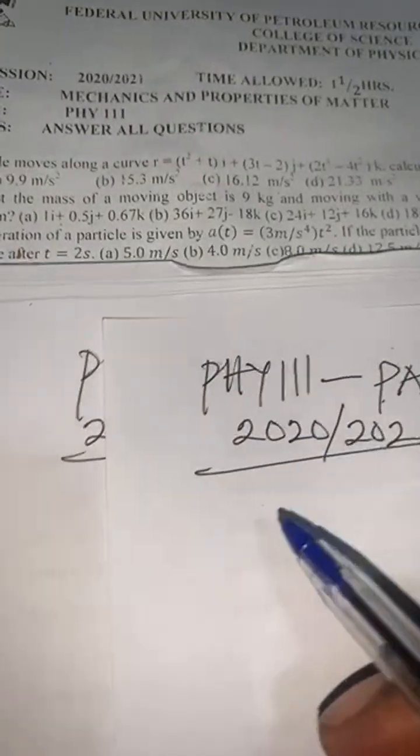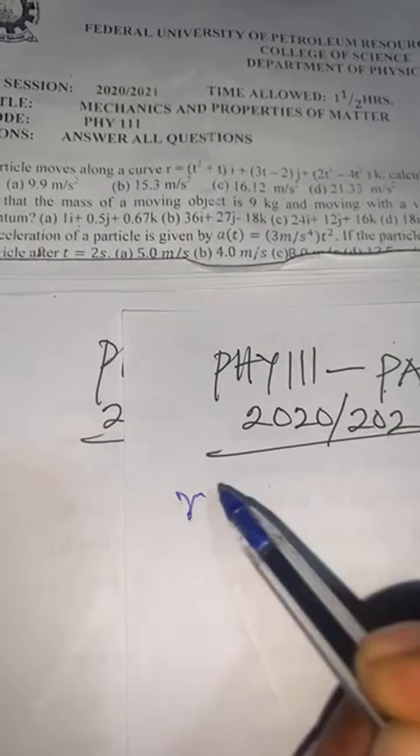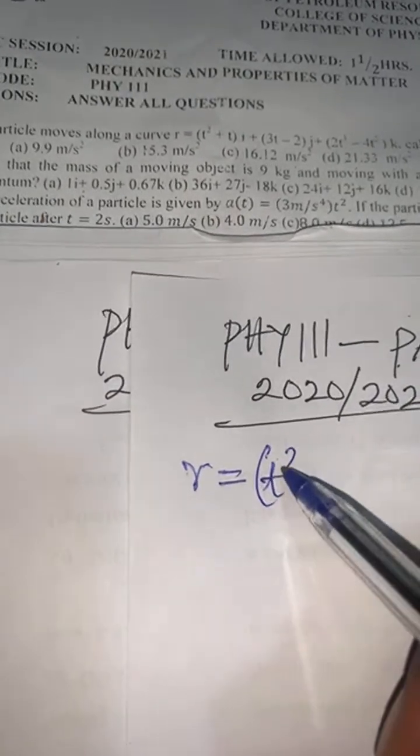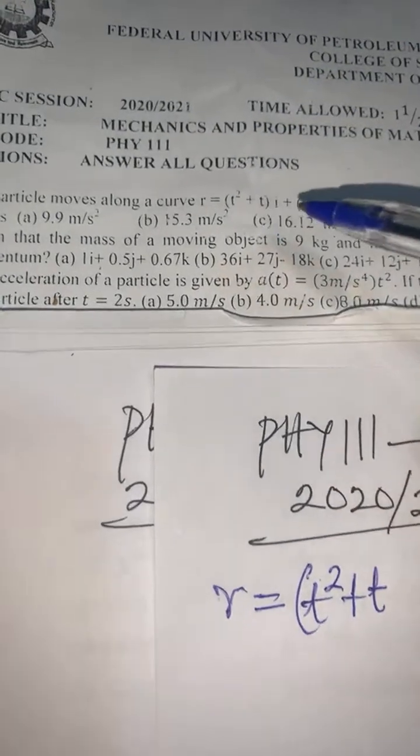Okay, so from that problem, we have that r is equal to t squared plus t. That's the first one we're having here.